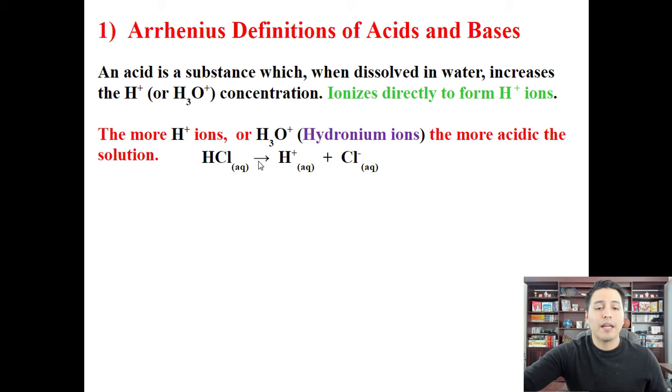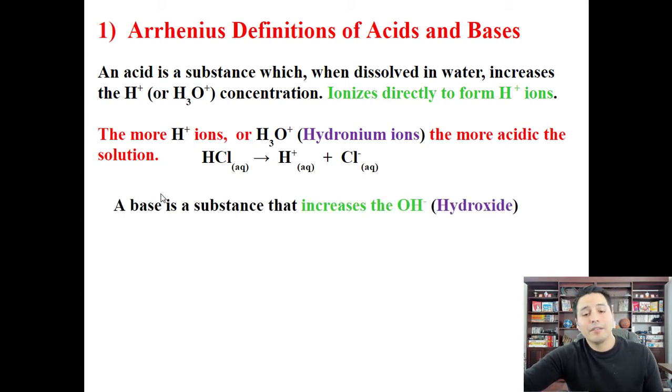So when you take HCl and dissolve it in water, this little line right here means that you're going to ionize it or dissociate it. This means that you're going to separate the molecules from each other and form these ions. Because we're forming an H plus ion, this makes it an acid, and then the Cl minus is the separation from the HCl.